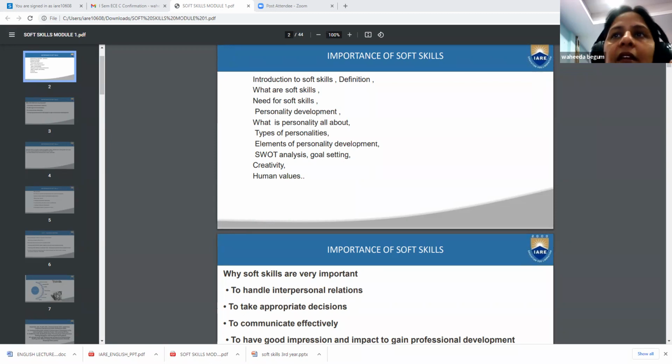that is your BTech degree, your ECE, for example, you are working with the computers, that is your hard skills. Okay, to work in any occupation, you need what are referred to as soft skills.